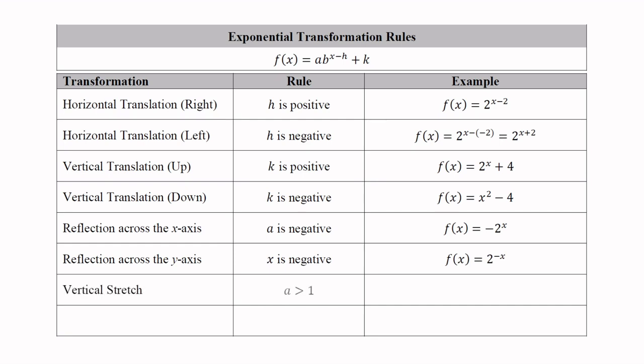A vertical stretch occurs when a is greater than 1. So, for example, 3 times 2 to the x. And a vertical compression happens when a is between 0 and 1. So, for example, 1/3 times 2 to the x.